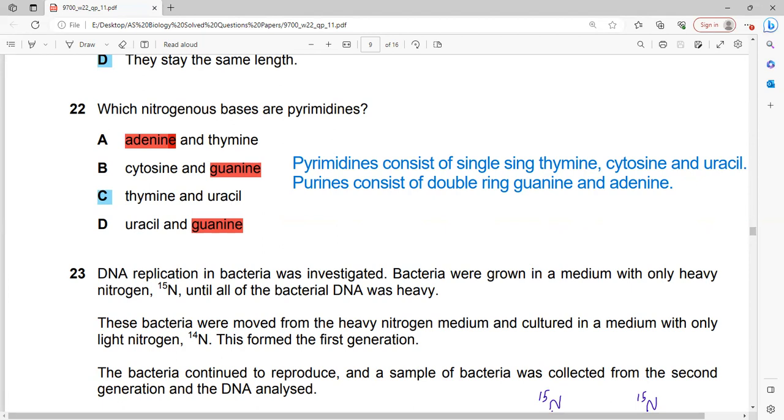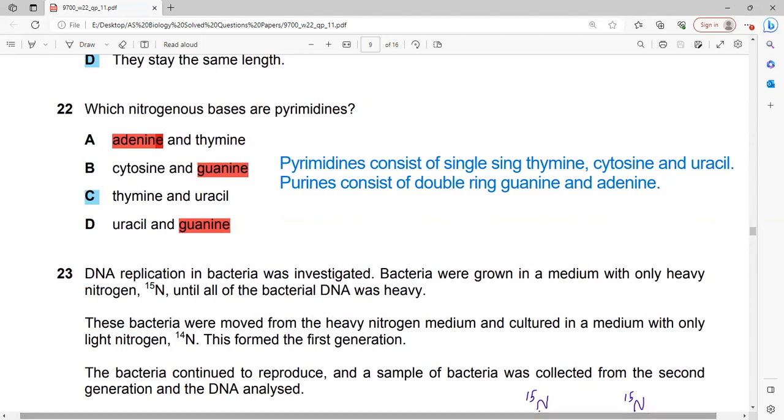Now, according to this concept, we can find that C is our correct option because this contains thymine and uracil. These are single ring. What about adenine in option A? B contains guanine and D contains guanine. That's part of the purines.